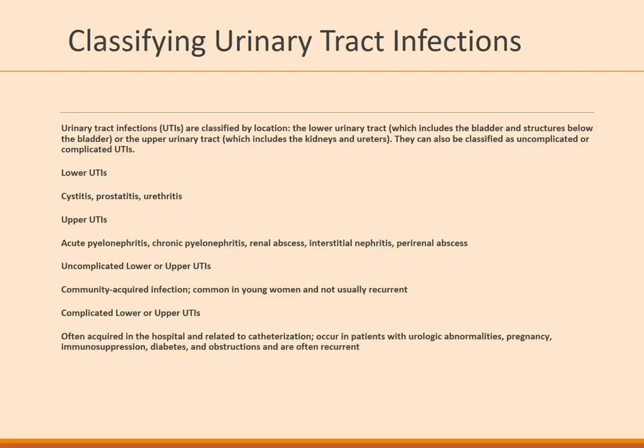So UTIs can be classified in two different ways. We have a lower urinary tract, which is the bladder and the structures below the bladder, and an upper urinary tract, which is the kidneys and the ureters. UTIs can also be classified as uncomplicated or complicated.